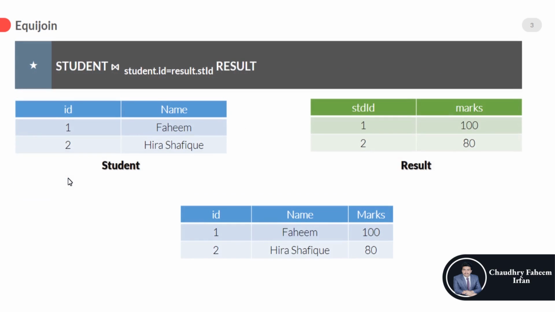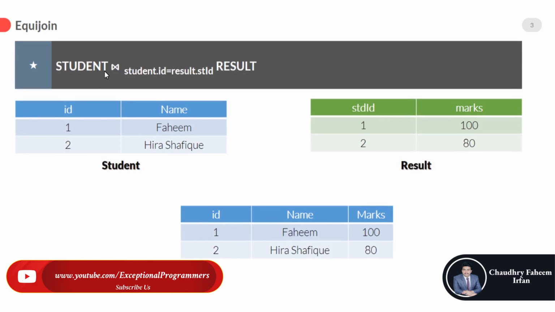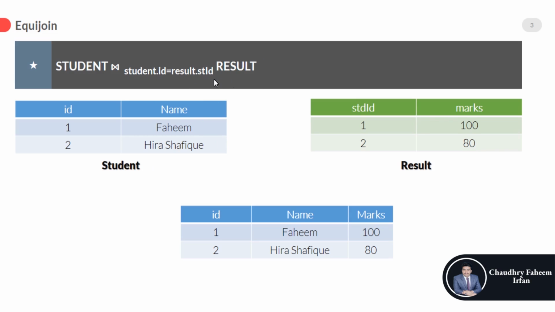Here is an example of equi-join. Select all the students where student.ID is equal to result.student ID. Look at the condition. We are not applying any comparison operator like greater than, less than, or greater than or equal to. We are using only the equal sign.